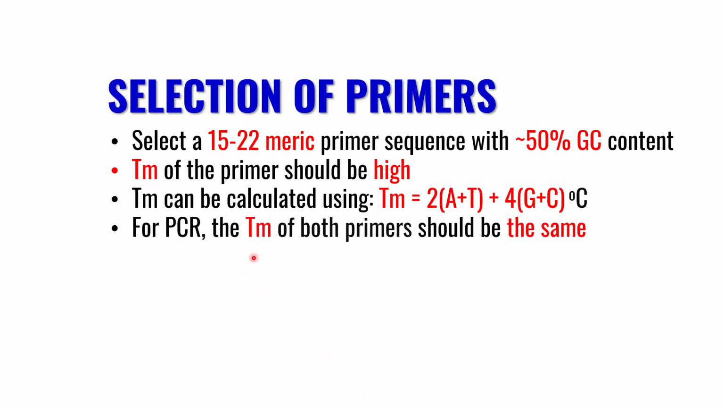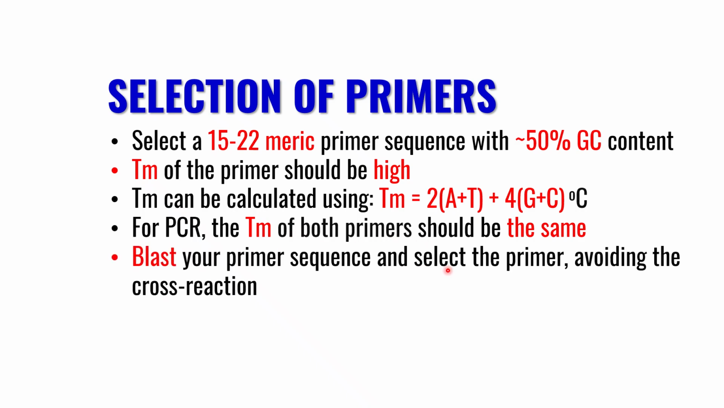For a PCR reaction, it is important that the Tm of both primers, the upstream and downstream primers, should be the same. It is also important to avoid cross reaction. Therefore, BLAST your primer sequence and select the primer avoiding cross reaction.